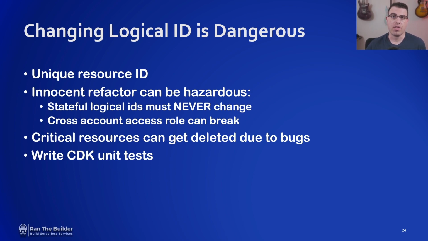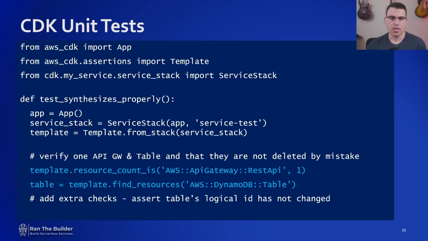So in order to prevent that, you can write unit tests for CDK. In this case, I write a unit test that runs prior to deployment. I synthesize the stack into a CloudFormation template, and I make assertions about the CloudFormation template. I want to make sure that some critical resources are there. I can check that the API gateway is there. I want to check that my DynamoDB table is there, and then I can make assertions on the logical ID that it does not change, because if it changes, I'm going to lose all my data, right? Not good. So this is one way to do that.